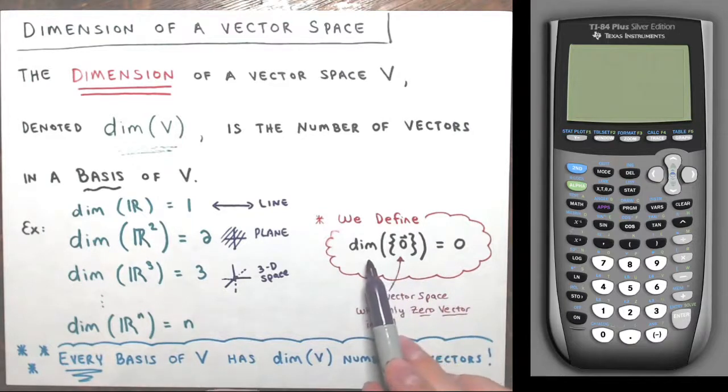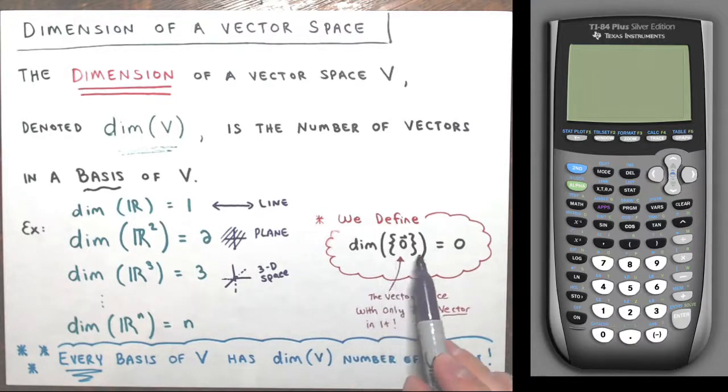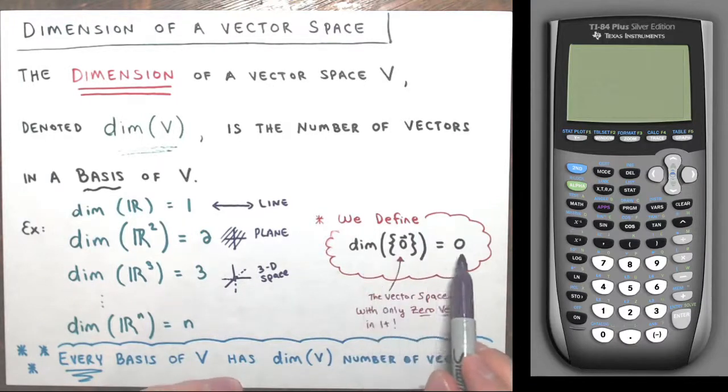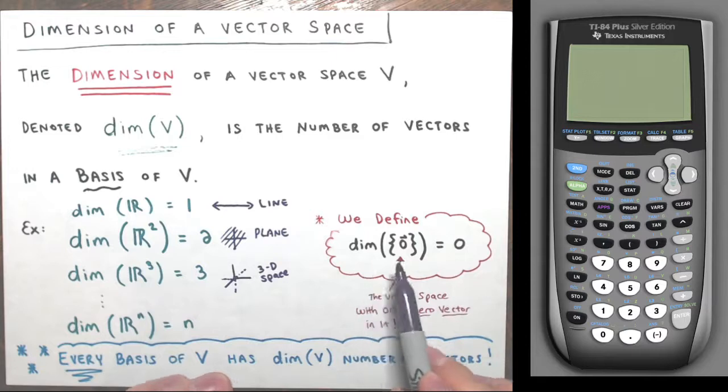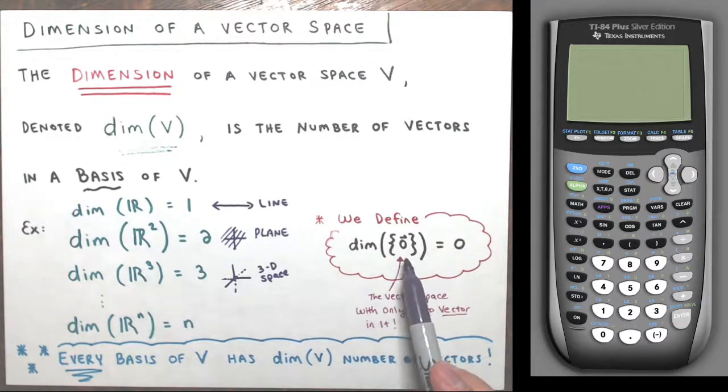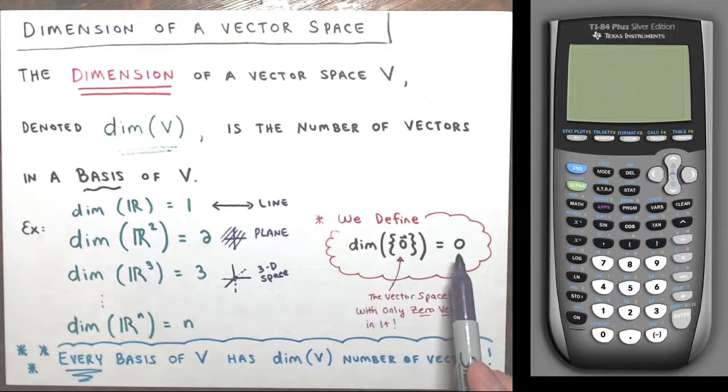But you'll see later, in videos I'm putting out in the future, that defining the dimension of the vector space with only the 0 vector in it, the trivial vector space, as 0 is going to make things mathematically sound and nice and neat for us. That has a dimension of 0.